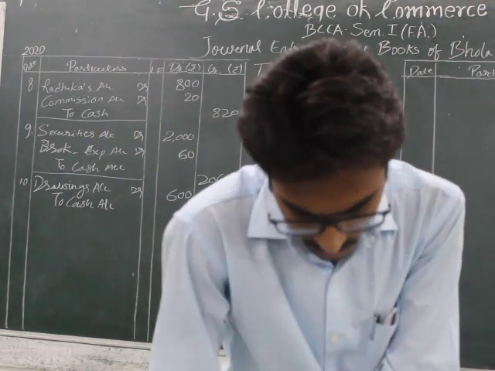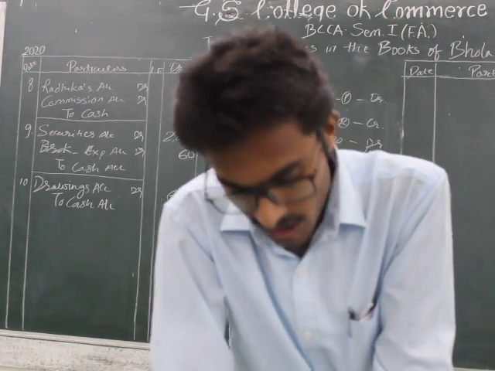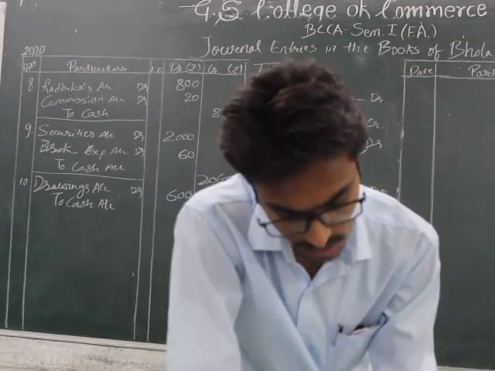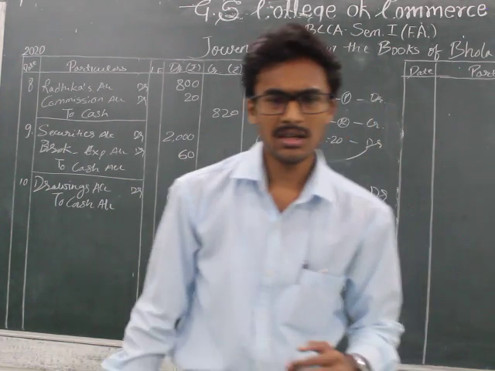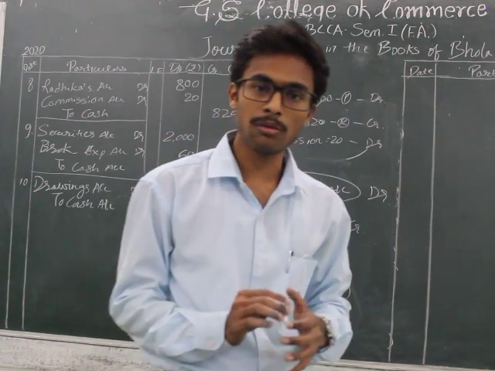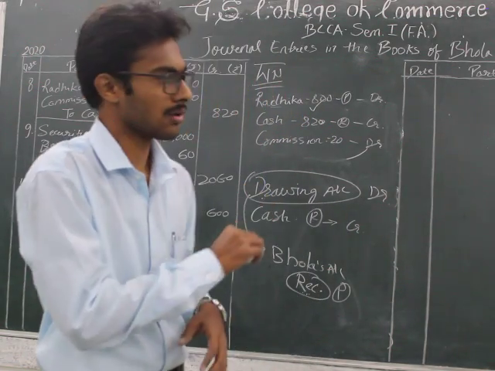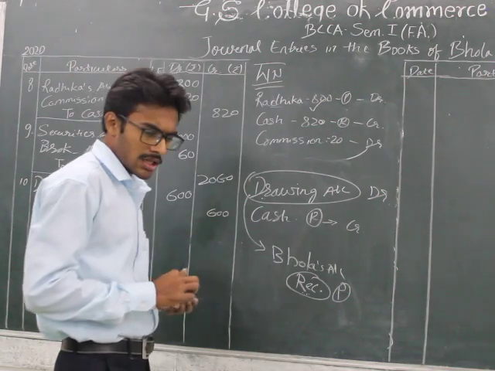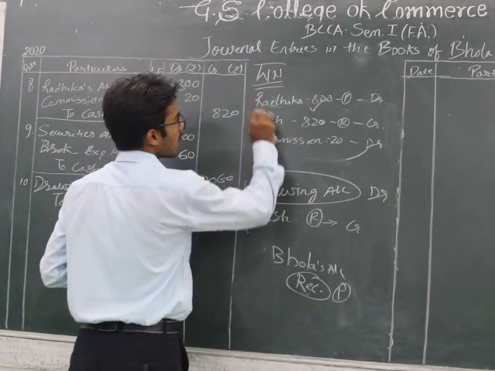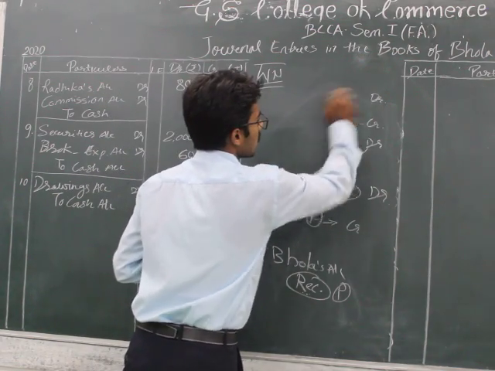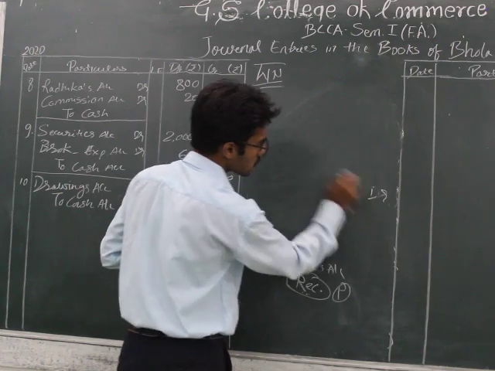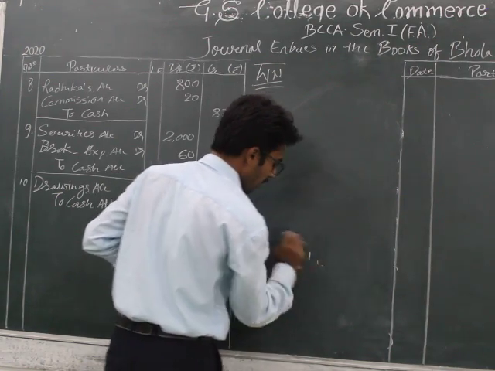Okay, coming to the 11th entry, gave charity. We have given charity to someone, that means this is not a business expense, but this has been provided by Bhola from the business account. That's why a new expense comes into the business, and that expense name is charity expense. This is also one of the expenses for us.